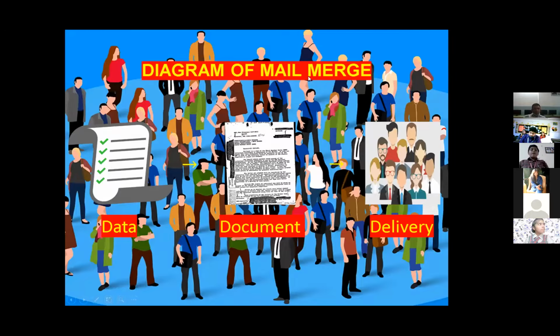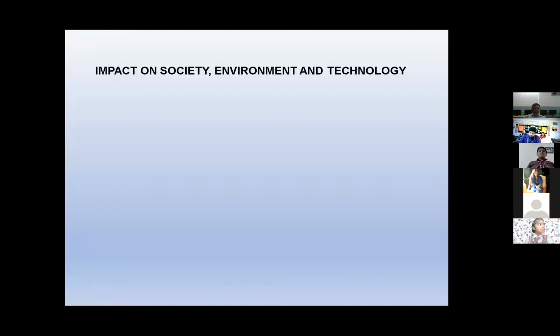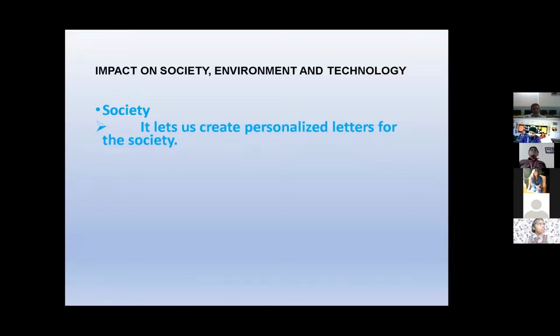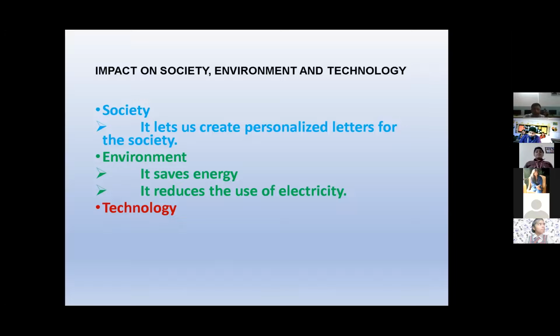This is a diagram of mail merge. This is the data source and this is the main document. By combining these two, we finally get a merge document which is delivered to all the people in the data source. Mail merge also has an impact on society. It helps us to create personalized letters which attract the society and help to develop strong bonds of relations with each other. Mail merge also has an impact on the environment as it helps in conserving the environment and saving electricity. Mail merge's main use is that it can write multiple letters, invitations, etc. in one single document.